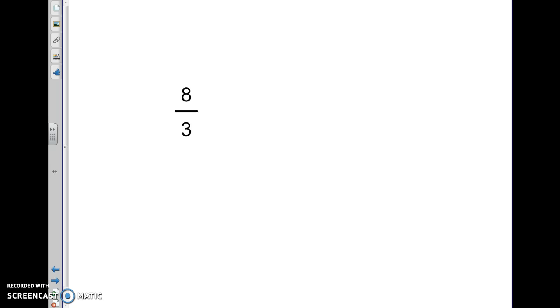So you have an improper fraction, 8/3. Change that to a mixed number, an equal mixed number. Go ahead. All right, so a bunch of different ways you can do it. We could draw this out.